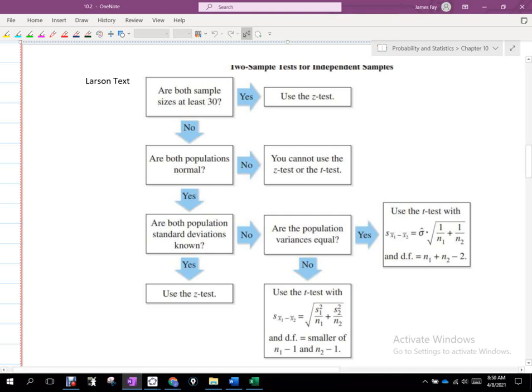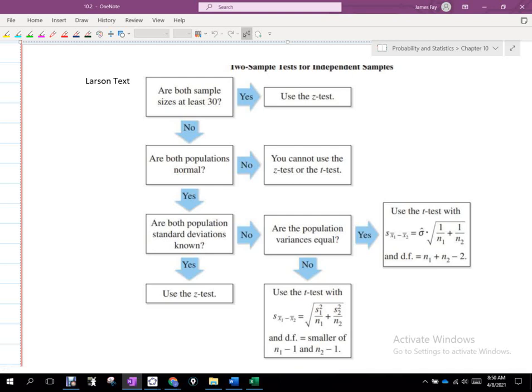If the populations are normal, we need to know, are both population standard deviations known? If we know both population standard deviations, like we did in 10.1, we'll use the z-test. If we don't know the population standard deviations, we ask this question: are the population variances equal? Which is ultimately saying, are the population standard deviations equal? And again, they have to tell us that.